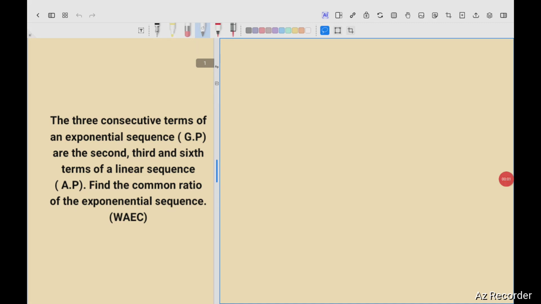Three consecutive terms of an exponential sequence GP are the second, third, and sixth terms of a linear sequence AP. Find the common ratio of the exponential sequence. This is a WAEC question. So in solving these questions, you have to consider the series in the GP and the series in the AP.